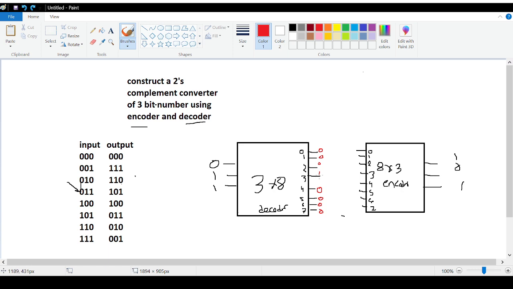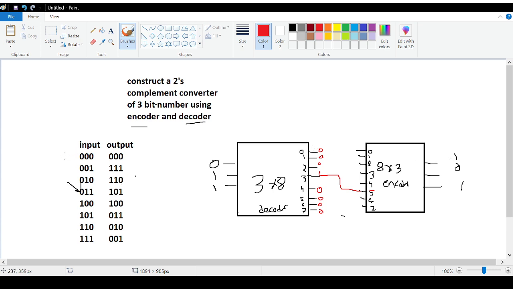So 3 will be connected with input number 5. In this way, if I pass 1 here, 1 will go through 5, and in an encoder, if 1 goes through 5, then my output will be the combination for 5. So 5 is 1, 0, 1. So if I give 3 as an input, my output will be 5. Now let's do the rest of it.